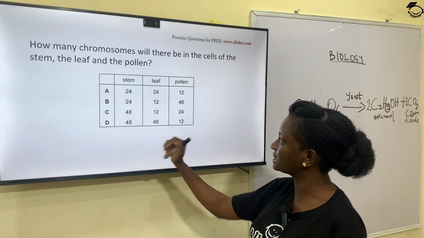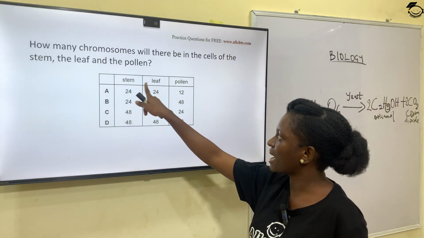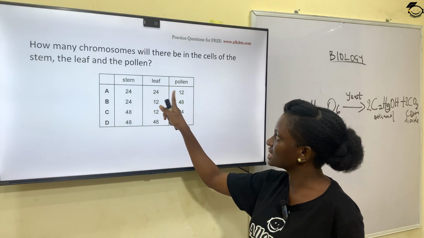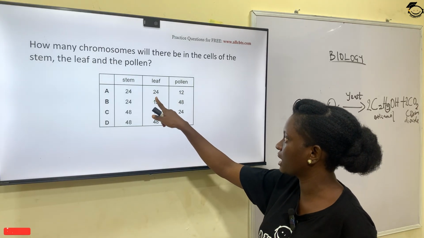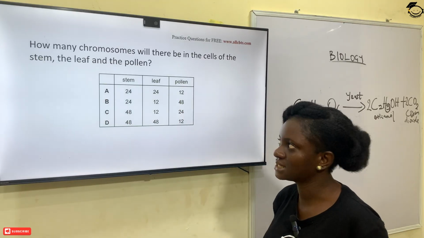So here, let's see, option A is the correct answer. We see the stem and leaf, they have 24, and pollen is half of 24, which is 12. So that's why option A is the correct answer.